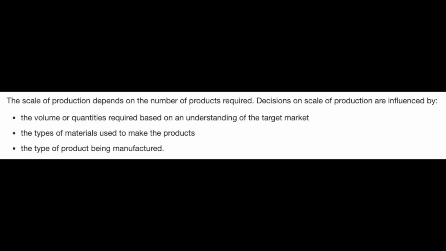Hi, this is guidance for Criterion F Strand 3, in which you will justify an appropriate scale and volume of production based on appropriate research and suitability of the product. Your choice for the scale of production depends on the number of products required. Decisions on scale of production are influenced by the volume or quantity required based on the understanding of the target market, the types of materials used to make the product, and the type of product that is being manufactured.